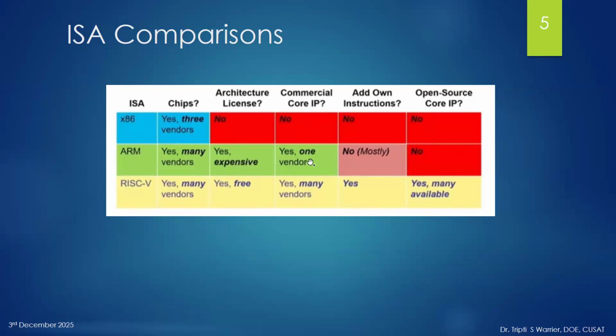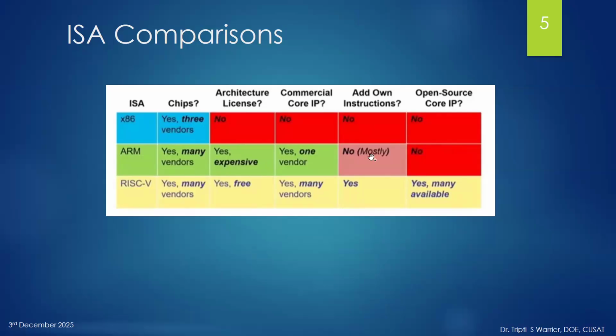But in the ARM case, you can have a processor, you can have soft IPs that you can use for SoC design. And there is only one vendor for the IP, whereas with RISC-V IPs, any company that customizes an IP for a particular application can sell it as an IP. So you will have a large number of vendors in the market who sell commercial IPs.